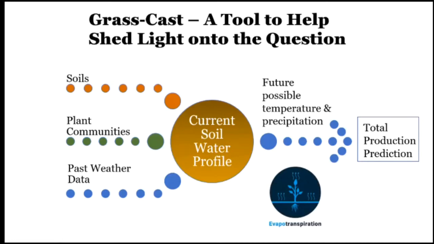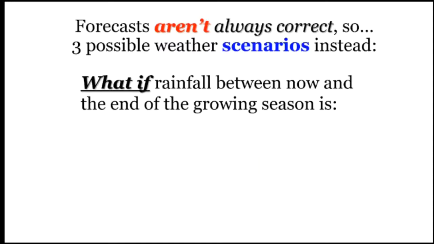GrassCast takes the soils information, combines it with the plant communities growing there, adds in past weather data, and creates a current soil water profile. It then adds in future possible temperature and precipitation scenarios to come up with a prediction of the total production for the coming year. But as I mentioned, forecasts aren't always correct. So GrassCast uses 3 possible weather scenarios instead.